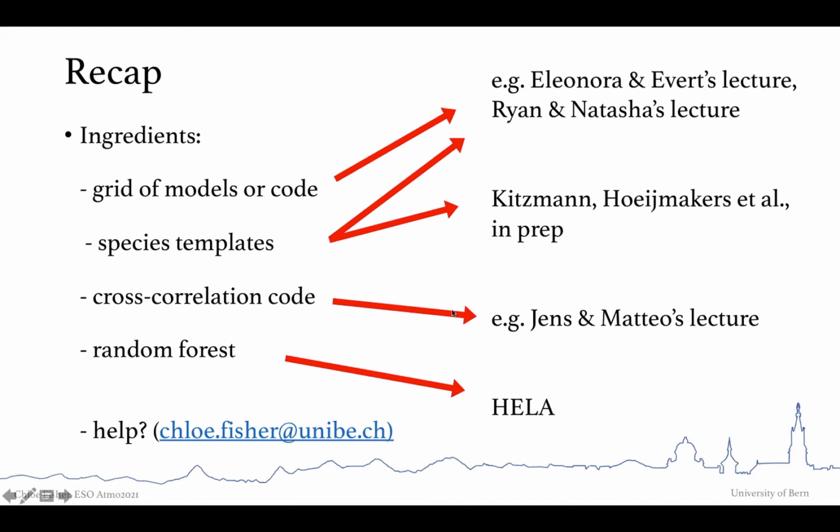And then you also need a way of doing the cross correlation, and you heard about that yesterday from Jens and Matteo. And then you need your random forest, or favorite method, for comparing these. That's where Hella comes in, which you can see on the GitHub or work through in the CoLab. You may also need some help, which is completely fair enough, so I put my email address here, and I think it's all on the website if you need it.